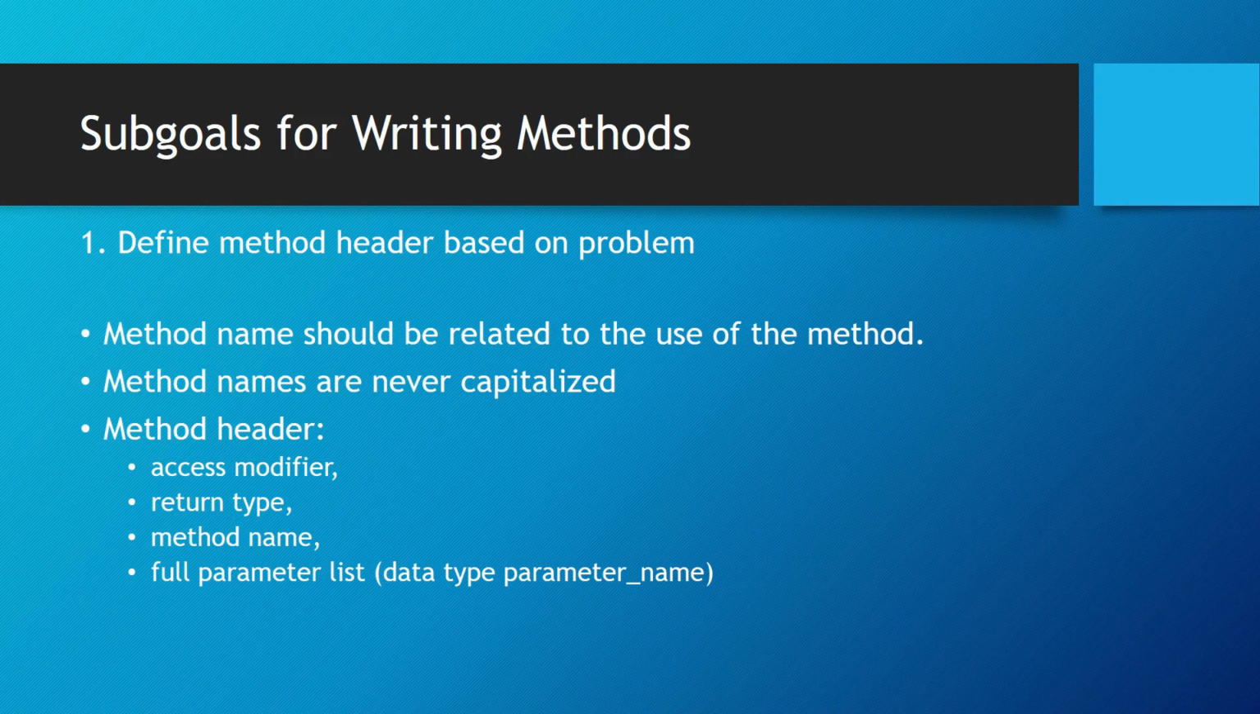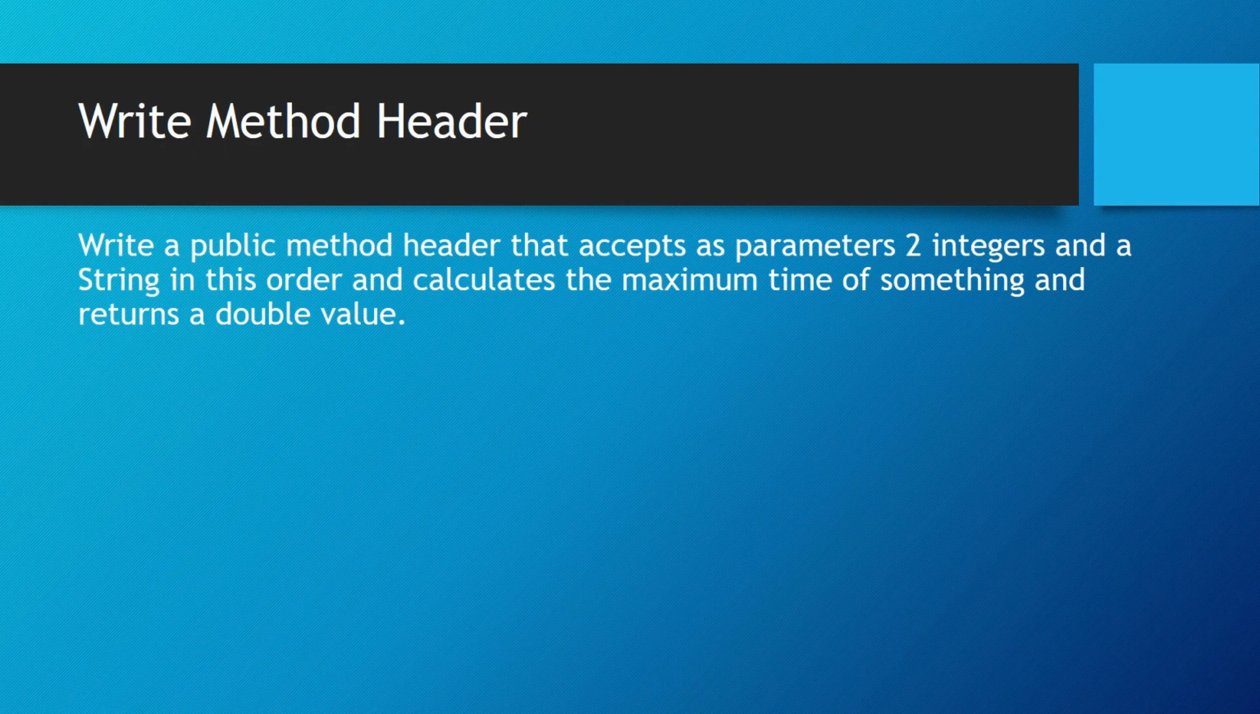Let's look at this example. Write a public method header that accepts as parameters 2 integers and a string in this order and calculates the maximum time of something and returns a double value. Let's break this down into the individual pieces.